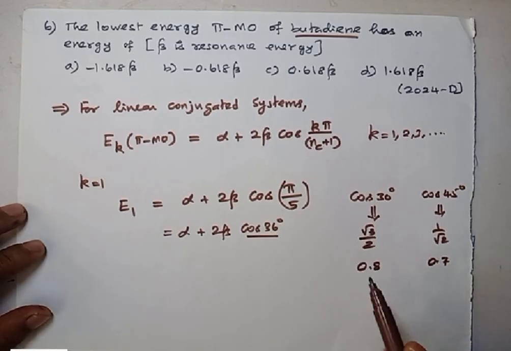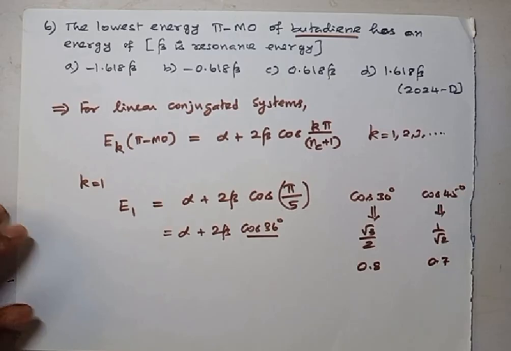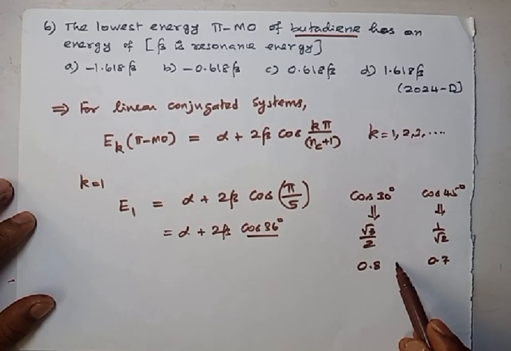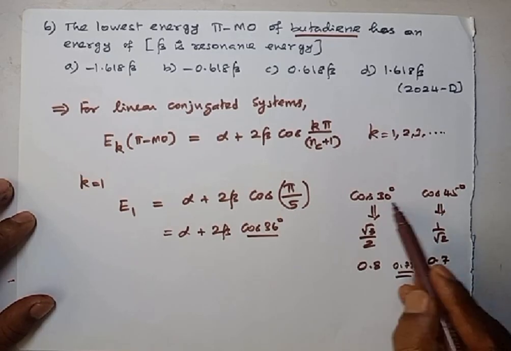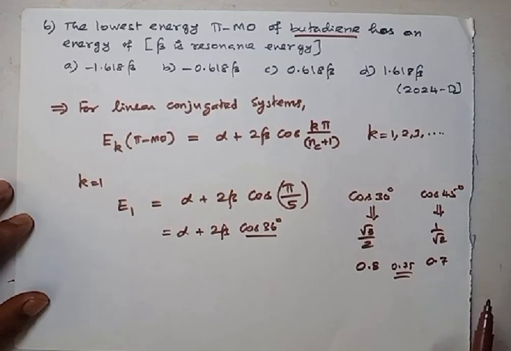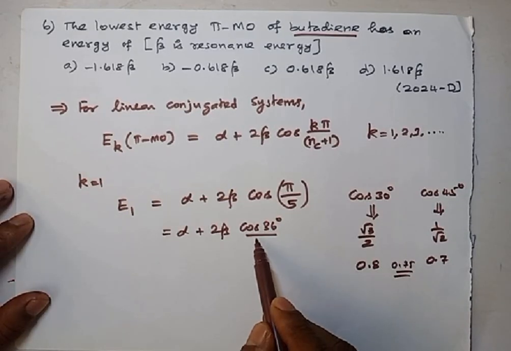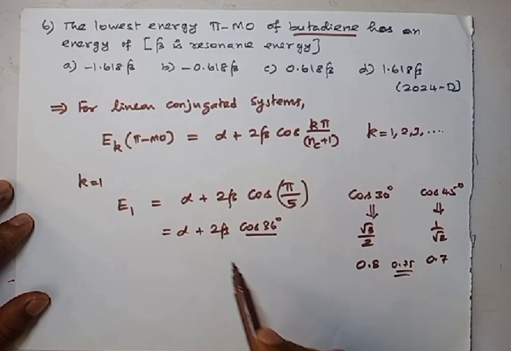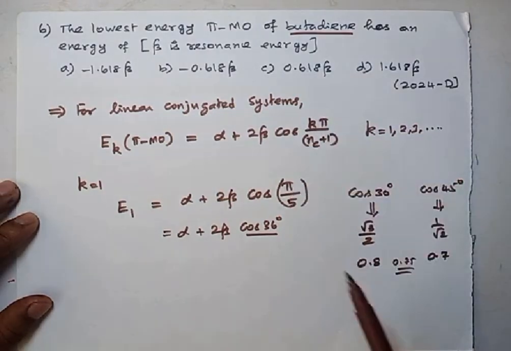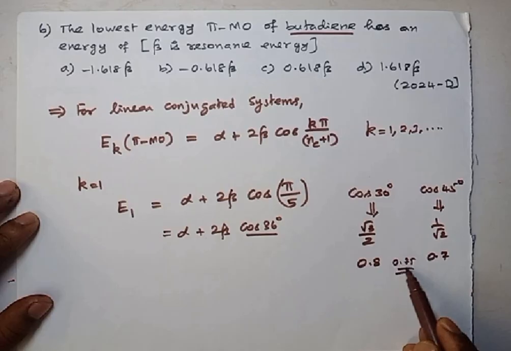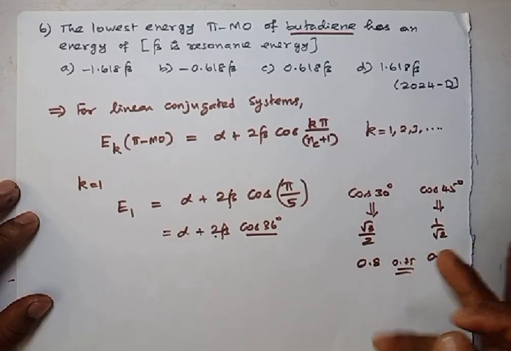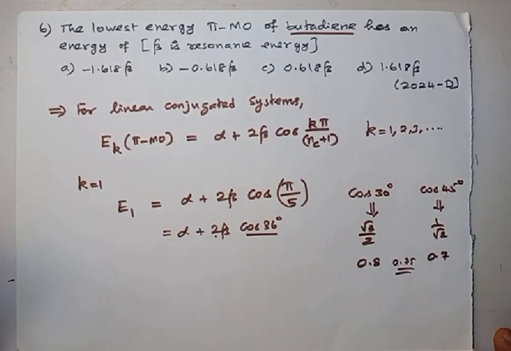I'm sorry, I made a mistake. The value should be in between these, so it is roughly 0.75, because cos 36 degree is in between, correct? So it should be between 0.8 and 0.7, so it's roughly 0.75. If you multiply by 2, I'll get, I'm sorry, 1.6 something, correct? 0.75 into 2, you'll get roughly 1.5 or 1.6.